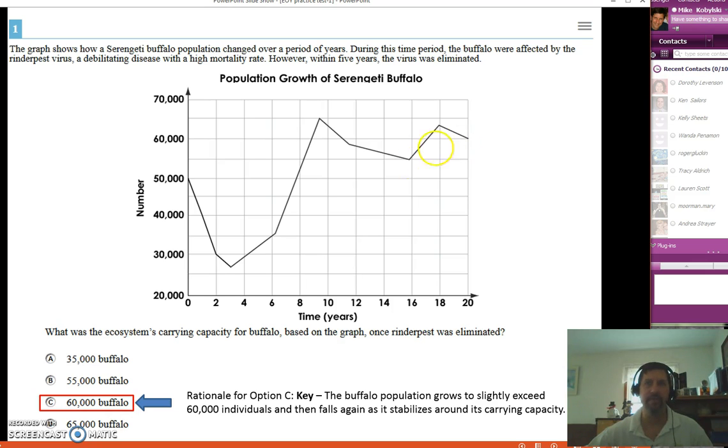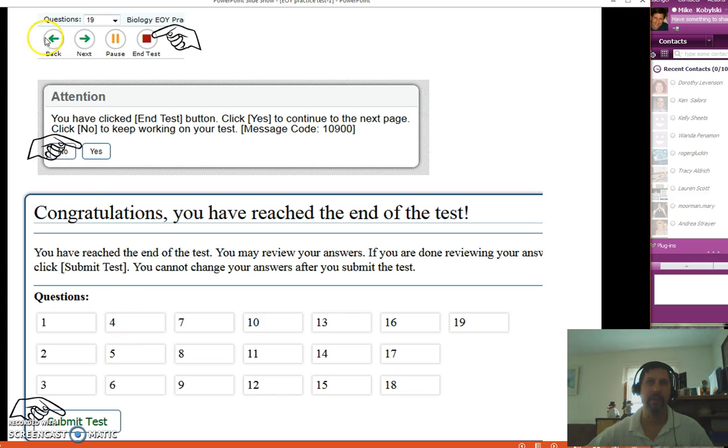Hopefully it should. There are going to be graphs like that. We're going to go over a variety of things through the semester as we head towards the end-of-course test. Okay, you have completed all 19 questions. You've written down the answers. Again, this is not going to be graded. When you get to the end, you're going to click on end of test. It's going to come up and say, are you done? Do you want to go to the next, or do you want to keep working?